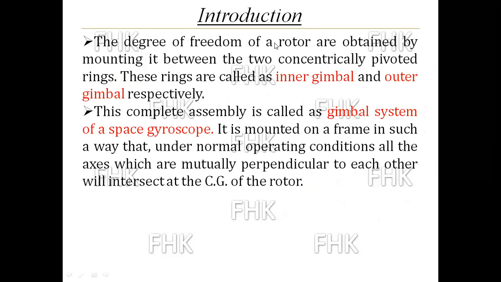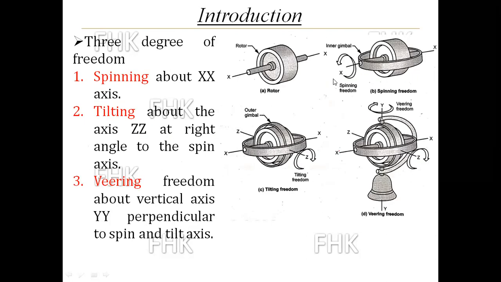The degrees of freedom of a rotor are obtained by mounting it between 2 concentrically pivoted rings. These rings are called the inner gimbal and outer gimbal respectively. In the figure you can see this is an inner gimbal on which that axis is mounted or pivoted at two different positions. This is one position, this is second position at the right side of the observer.